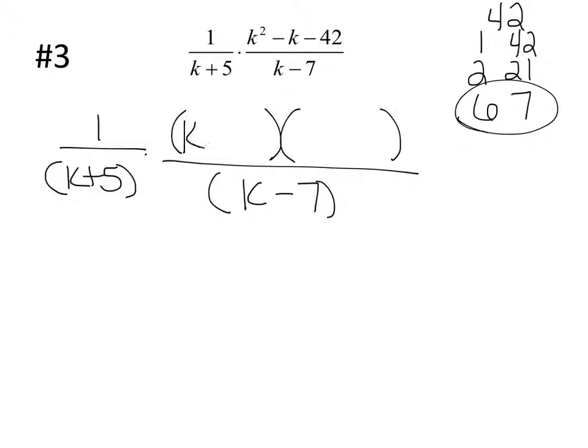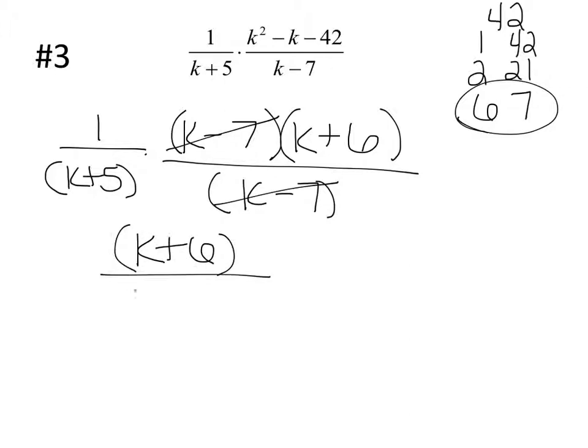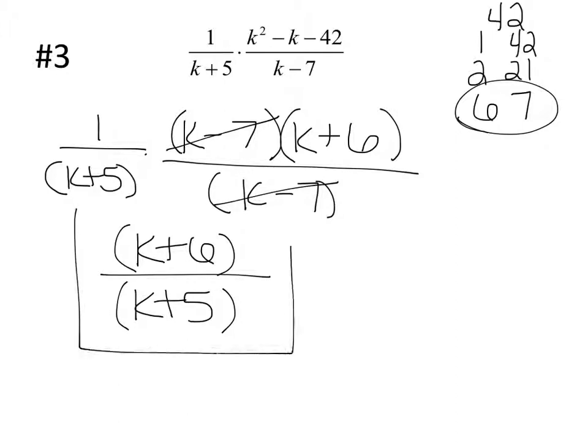So you put a k here, a k here. Keep your first sign. If your first sign is minus, you change your second sign. Larger number goes first. So your k minus 7's cancel, and you're left with k plus 6 in the numerator, and in the denominator you're left with k plus 5. Your k's do not cancel because it's a binomial and a binomial. You can't just cancel pieces.